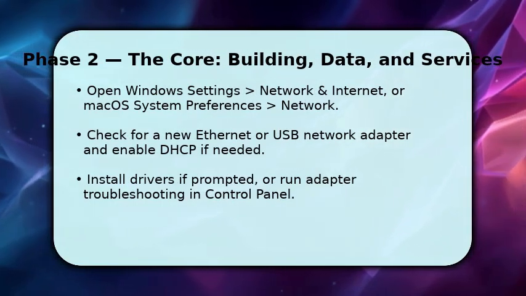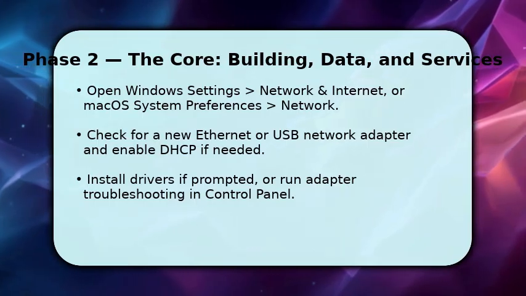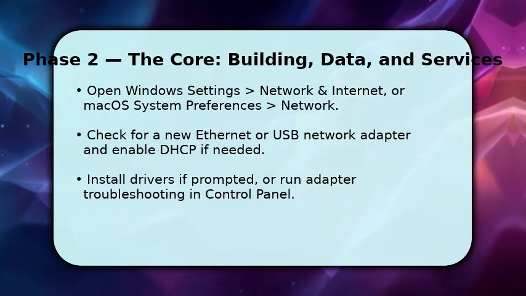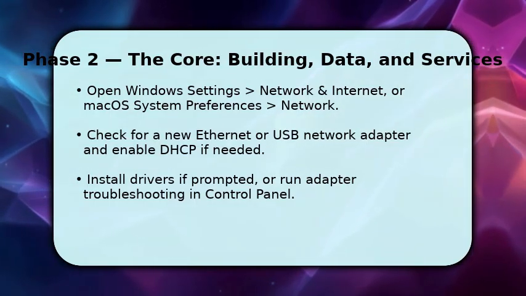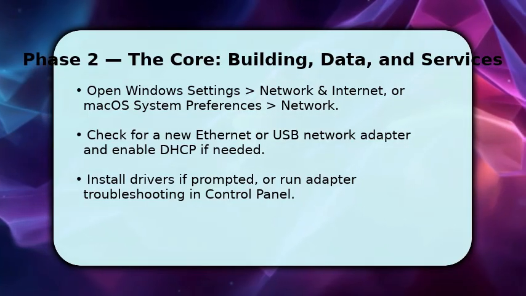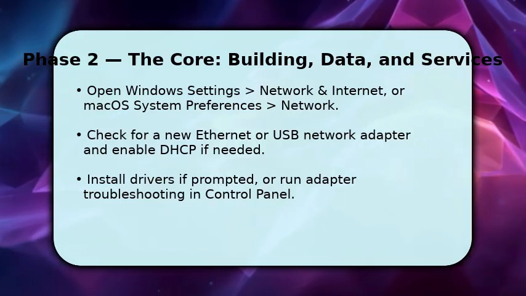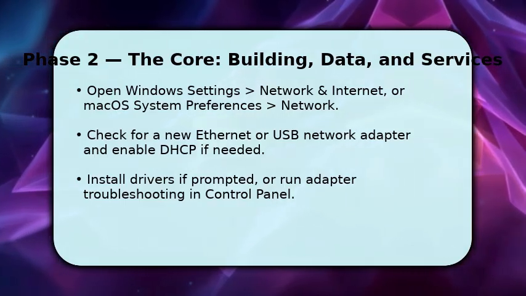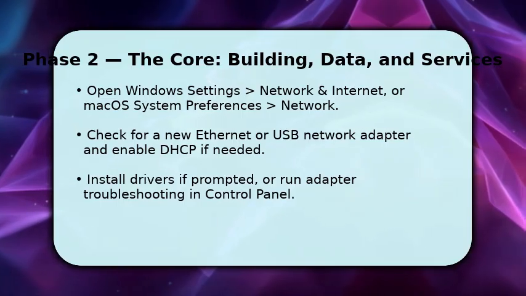On Windows, go to Network and Internet. On Mac OS, open Network in System Preferences. Make sure the USB network adapter is enabled and set to obtain IP via DHCP so the phone assigns addresses automatically. If the PC asks for drivers, allow Windows Update or install the phone's drivers.